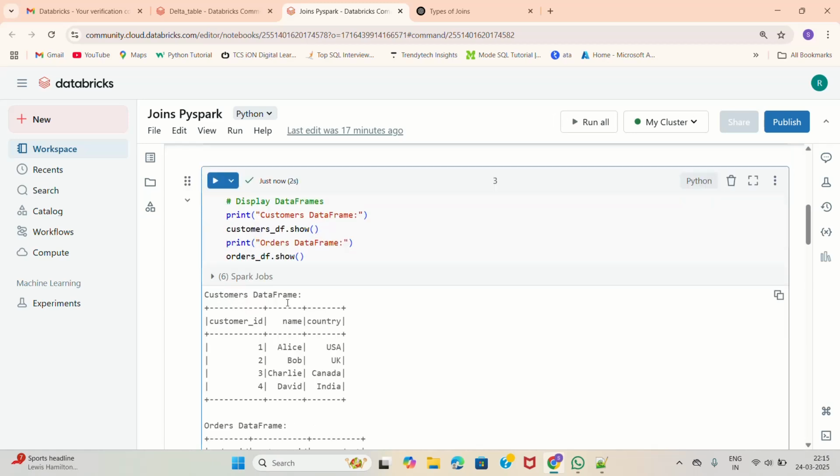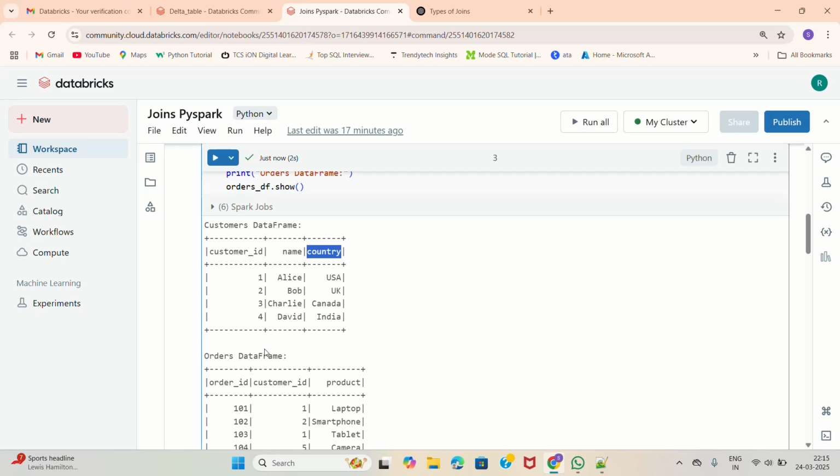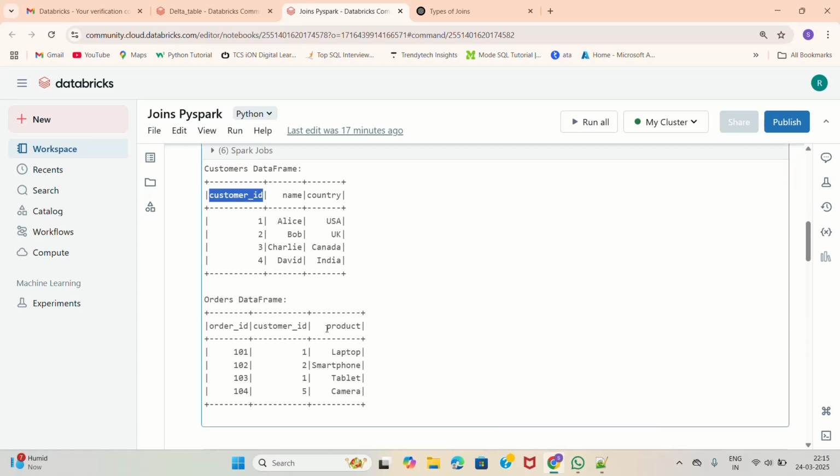If you see here, this is the customer data frame, this is the order data frame. But try to observe here, in the customer data frame we have three columns: customer ID, name, and country. In the orders data frame also we have three columns: order ID, customer ID, and product ID. In both data frames we have one common key column, that is the customer ID. So we are going to perform these joins based on the one common column value, that is only customer ID.